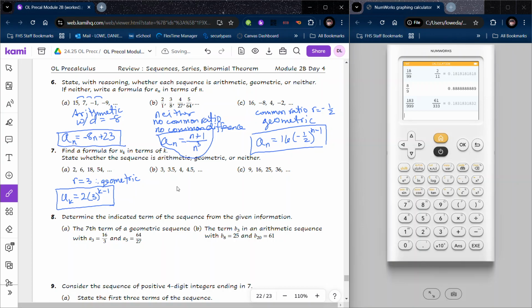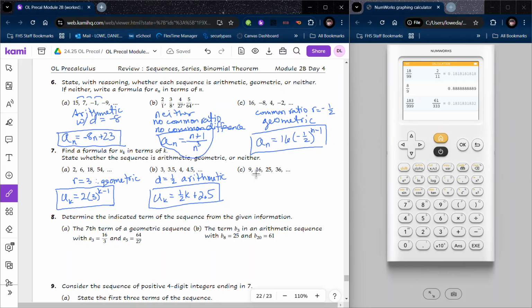All right, if I look to the next one, 3, 3.5, 4, 4.5, so this seems to be that I have a common difference of 1/2. That means that I am arithmetic. And my kth term is going to be my common difference times my counter. All right, make sure your counter matches your counter. So 1/2 k, and then I need to figure out what is going to get me to my first term. If k is equal to 1, that's going to be 2.5.